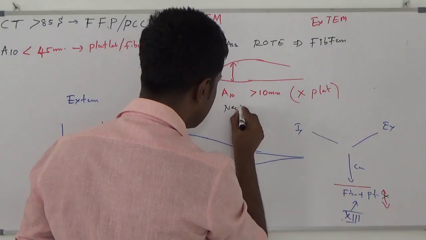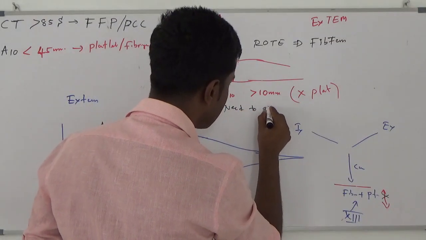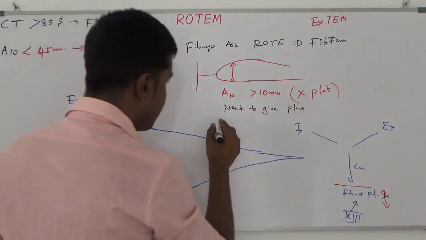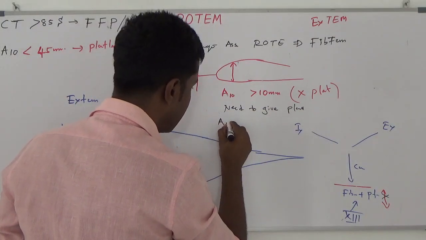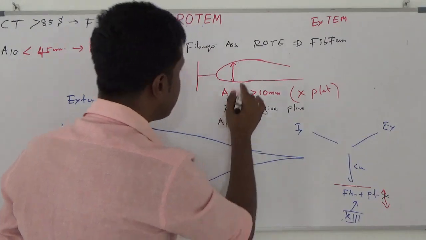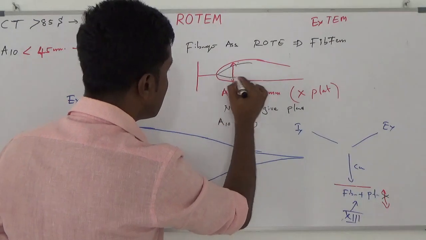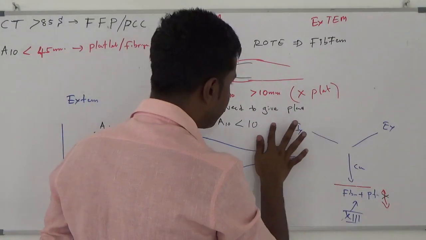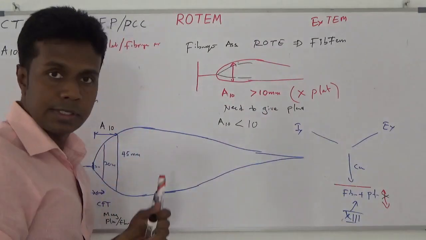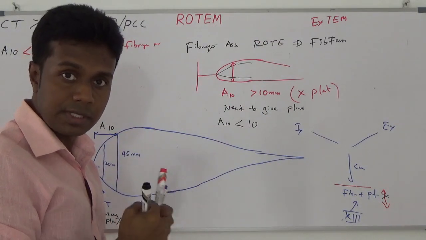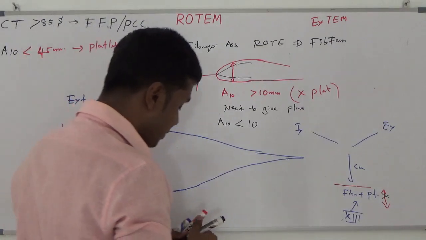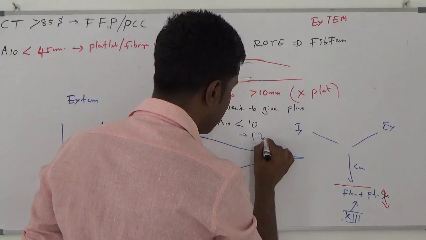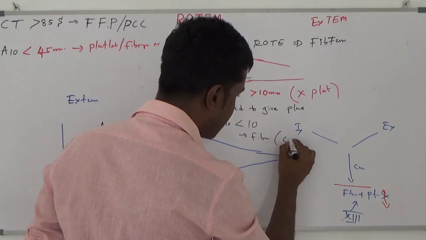If A10 is less than 10, that means with the fibrinogen only, I am still lacking in generating enough strength clot. That means I am deficient in fibrinogen as well. So because of that, I have to give fibrinogen here. For the fibrinogen, I have to give cryoprecipitate.